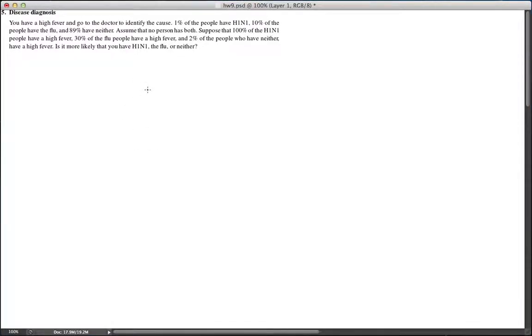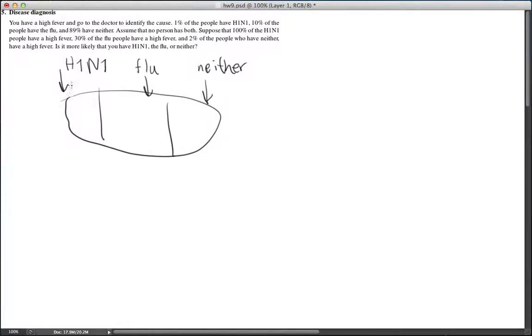Okay, so in this problem, we have a classical application of the Bayes theorem. So we have three events. Let's call them having H1N1, having the seasonal flu, and having neither. These three events partition our sample space perfectly. So each point in the sample space lies in exactly one of them.